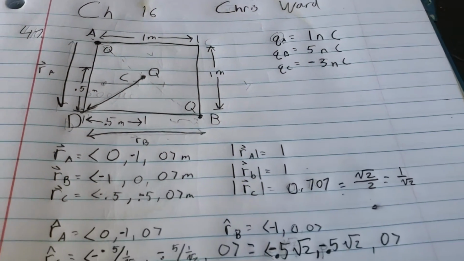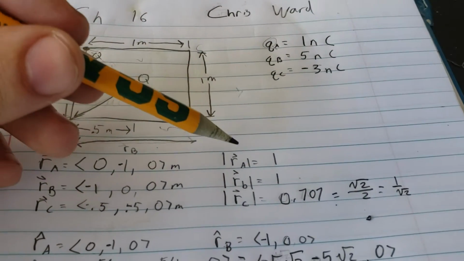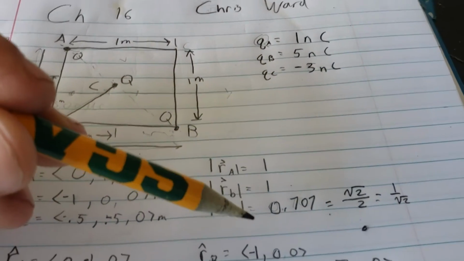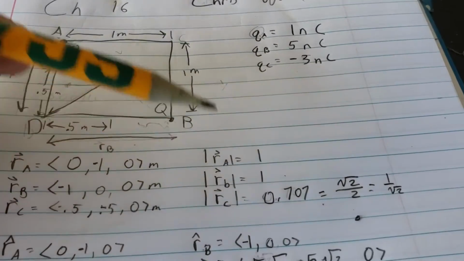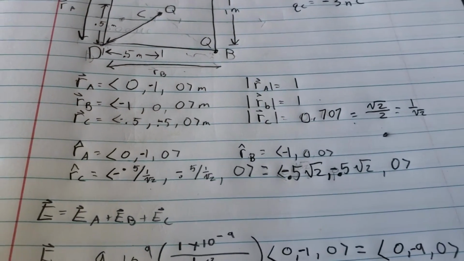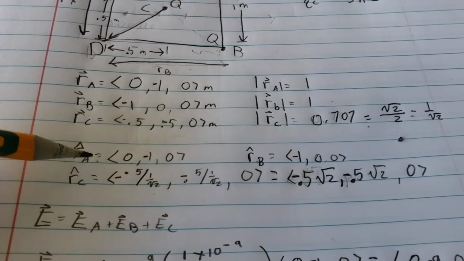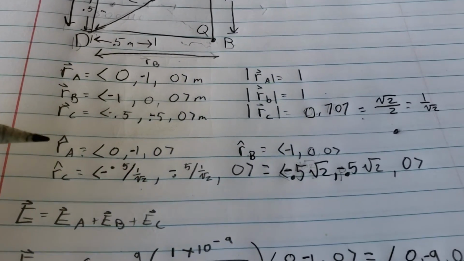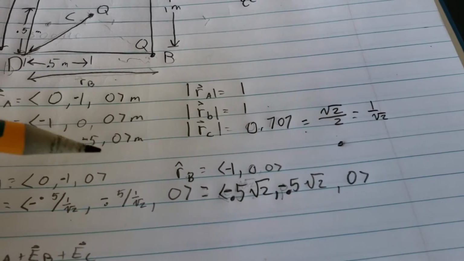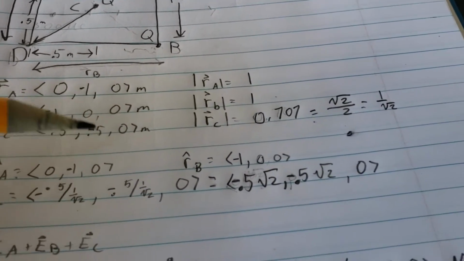That's also in meters. The magnitude of vector A is just 1. Magnitude of vector B is also 1. Magnitude of vector C is 0.707, or square root of 2 over 2, or I'm going to use 1 over square root of 2. Unit vector. Vector A is 0, -1, 0. Unit vector for vector B is -1, 0, 0.